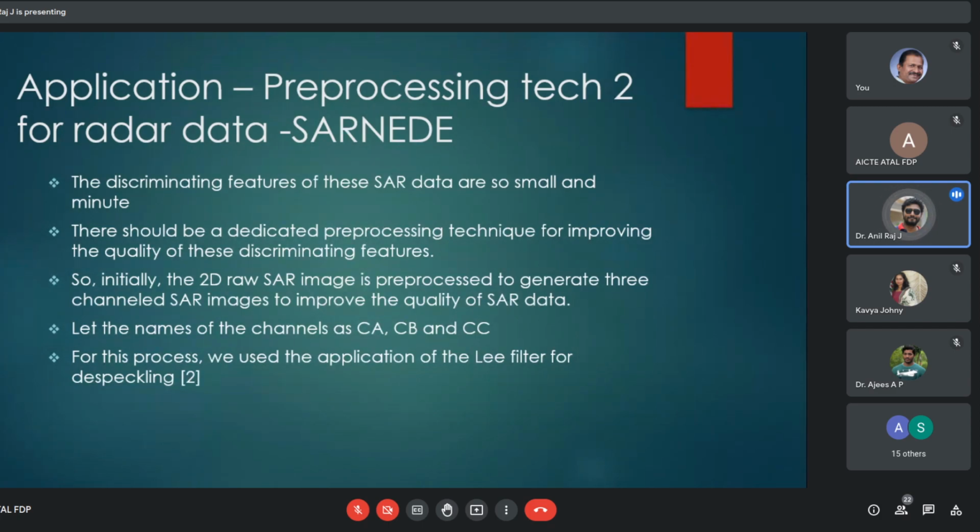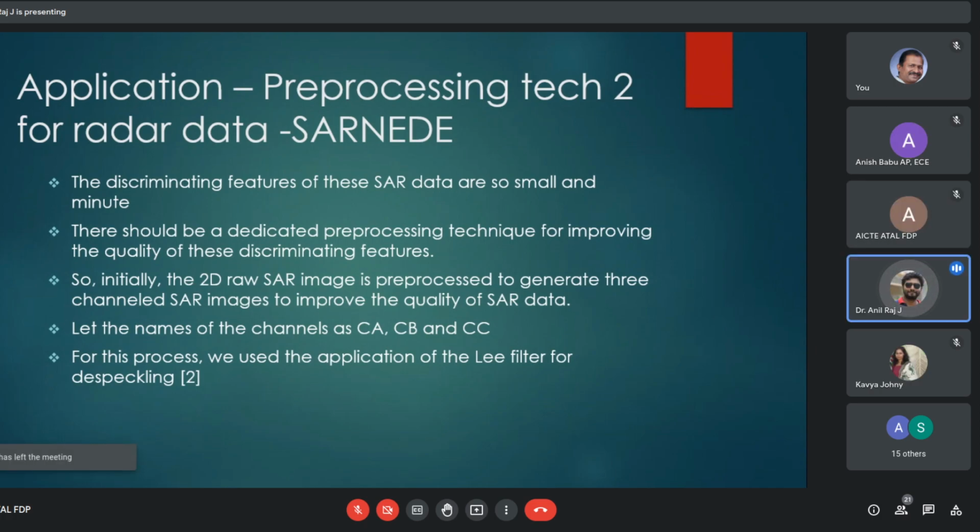But in the case of SAR data, aerial images, or remote sensing data, the discriminative features of the object will be so small compared to the size of the image or frame. That's why we use dedicated pre-processing techniques to improve the quality of this data. In normal 2D images, we can't extend the usual noise reduction, image filtering, or quality improvement techniques to this type of signal data.